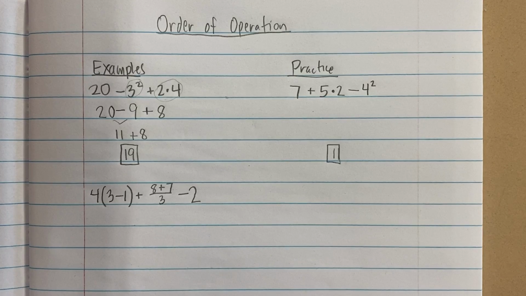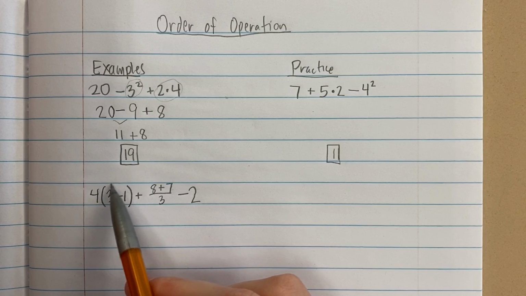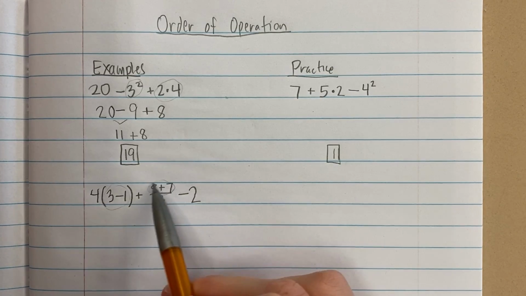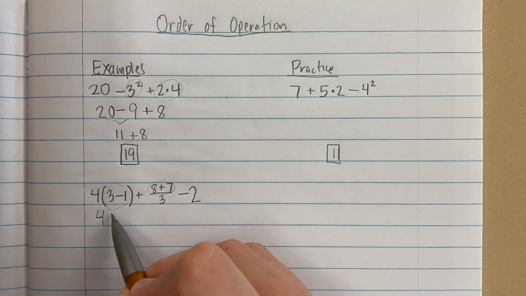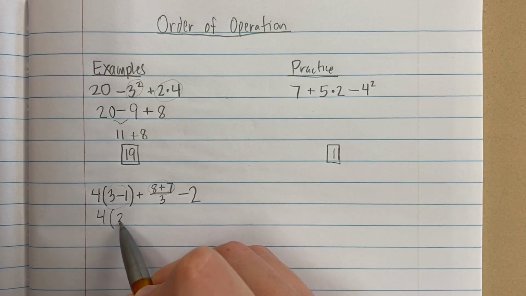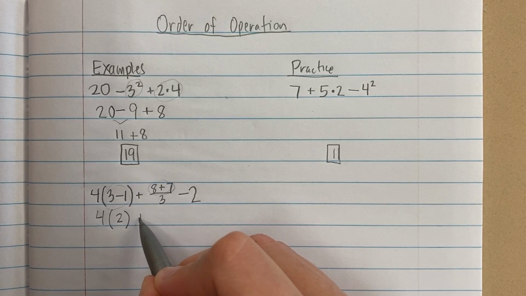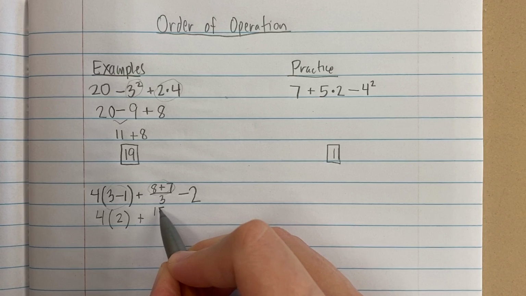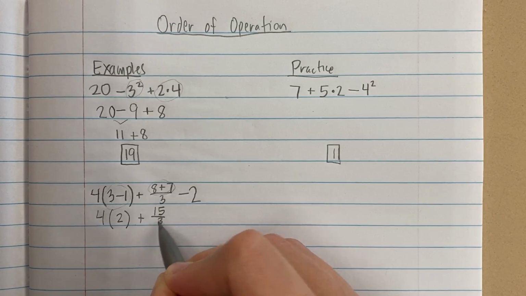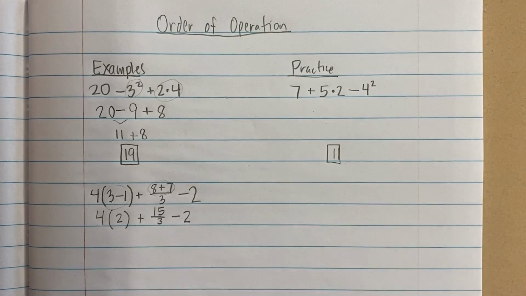Okay, first question you ask yourself, does it have grouping symbols? And the answer is yes. Actually, there are 2 grouping symbols. There's this set of parentheses right here, and there's also this fraction bar. So that's a group up there. Let's do both of those. So I'm going to copy the 4. 3 minus 1 is 2. Plus, this 8 plus 7, that's in a group. It's on the top of a fraction. So 8 plus 7 is 15 over 3. And I'm going to bring down this minus 2.